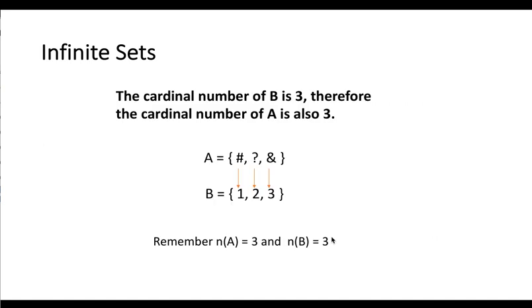Okay, so now let's talk about this idea of Aleph Null. Look at these two sets, those sets that I brought up before. We have set A, which has 3 elements in it. So we say the cardinal number of A is 3. And the cardinal number of B is 3. That's the same as counting the number of elements in each of the sets.